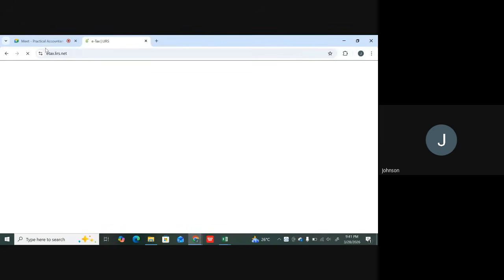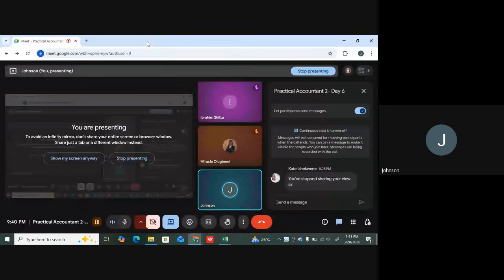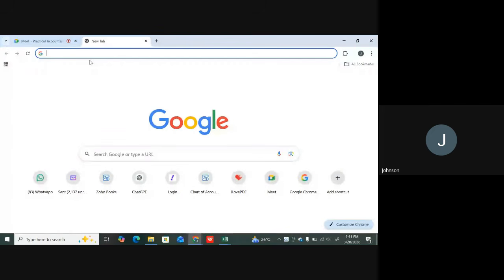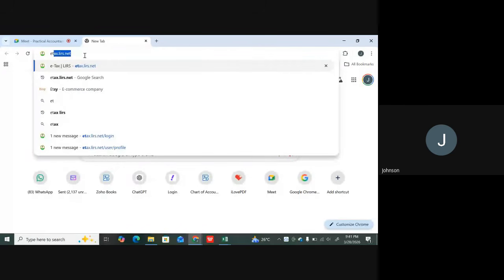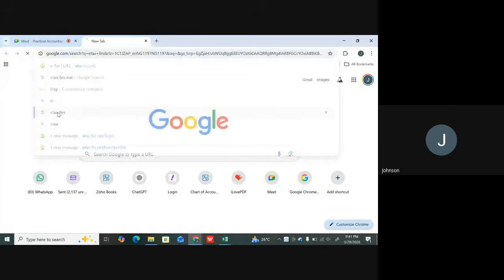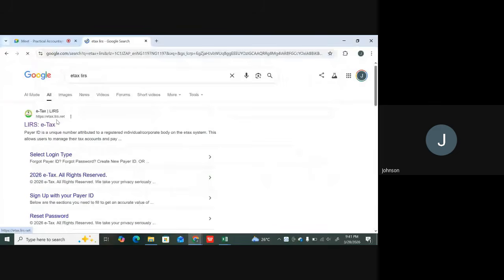So I needed to show us how to do our annual returns, so let me close this one and try again. Let me close this and let's try it once more. Let me just search for e-tax. Maybe that will be better. Okay, so I can click on any one. All right, so e-tax, the lrs.net, and then I select this one. Let's see if it's going to work.